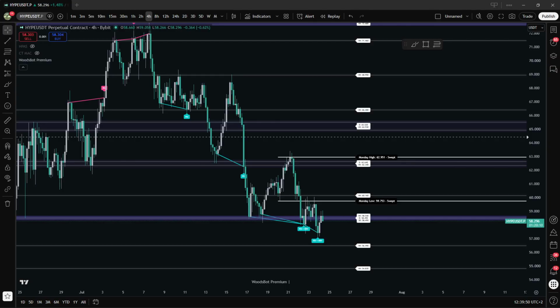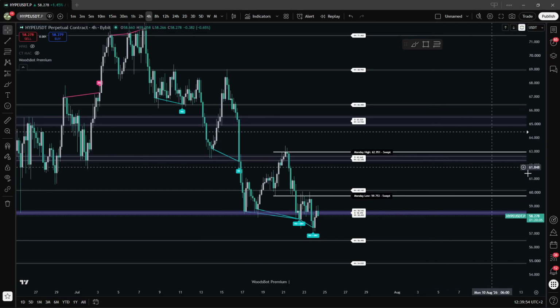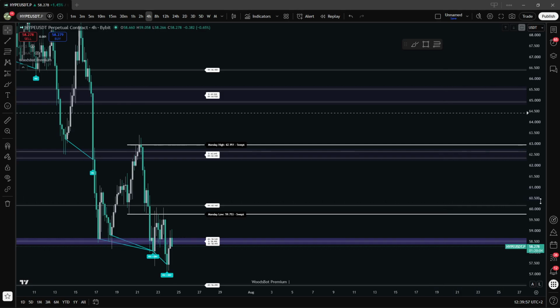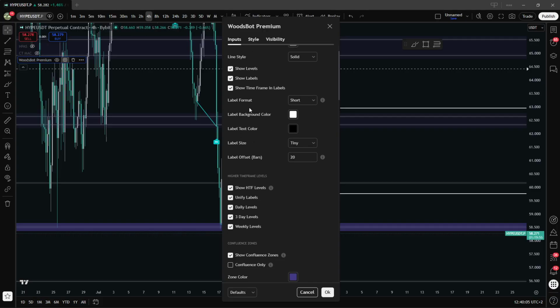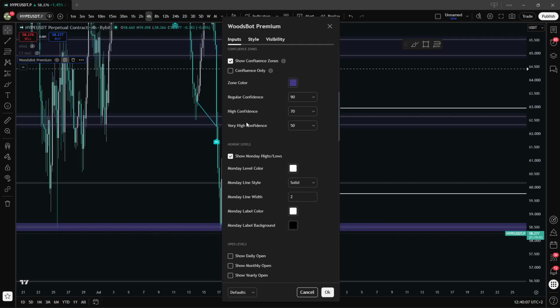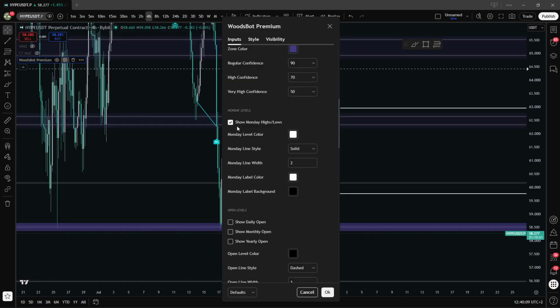What is the Monday range in general? Now, if you look at my chart, you can see the Monday range. If you didn't know, the Monday range is included in the Woodsbot premium indicator. So if you go to the settings on the premium indicator and you scroll down, you can see you have the Monday levels right there. You can change the colors of it a bit, so it's customizable.